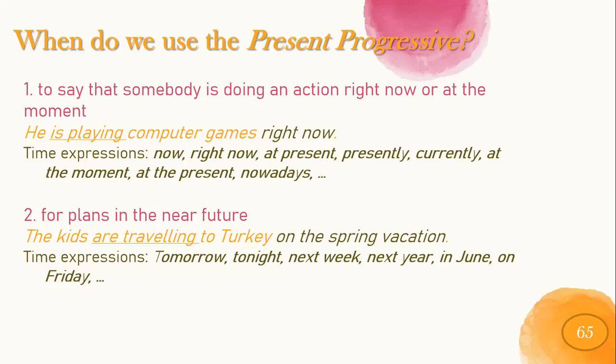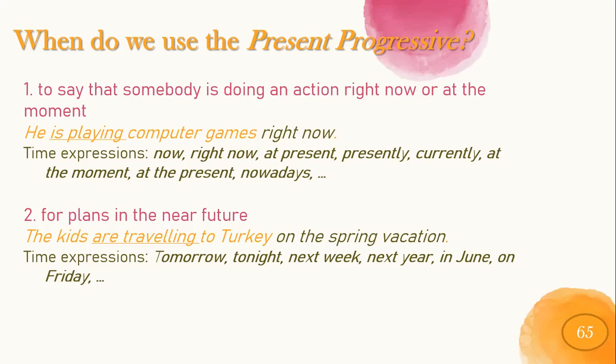Let's say, for example, in 2 weeks you will go back to school. So this is something that will happen in the near future, very near. And it's a plan. So there is a plan that will happen in the near future. So I can use the present progressive instead of using the simple future tense.